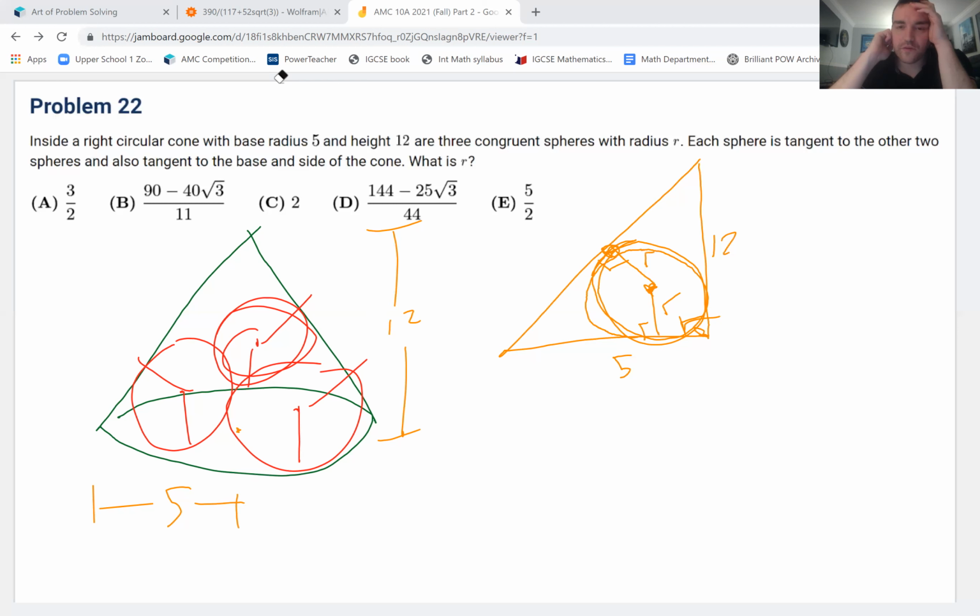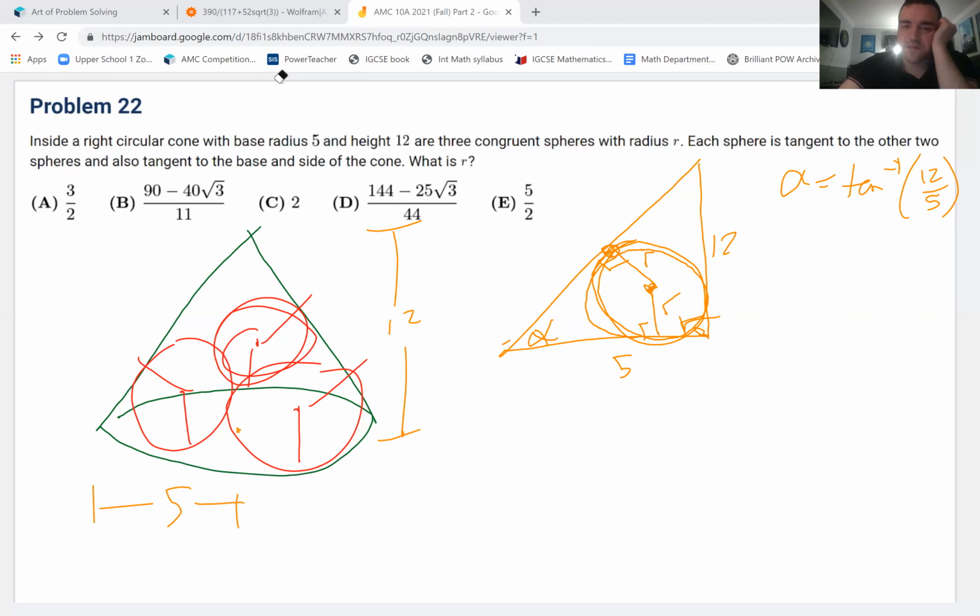So what we could do is think about how much this angle here is, right? I'm going to label this angle here alpha, right? But we know that alpha is what? Inverse tangent 12 over 5, right? Alpha would be inverse tangent 12 over 5 because the height opposite is 12 and adjacent is 5, right?